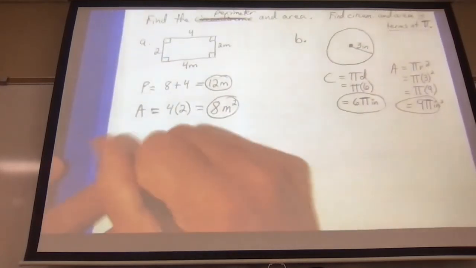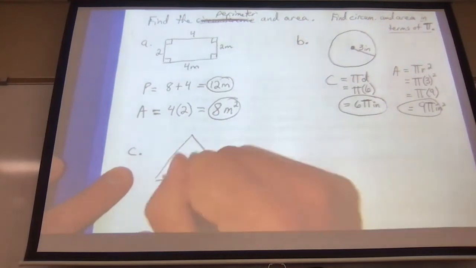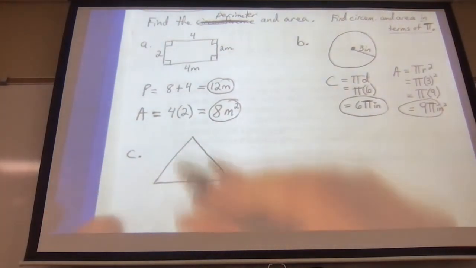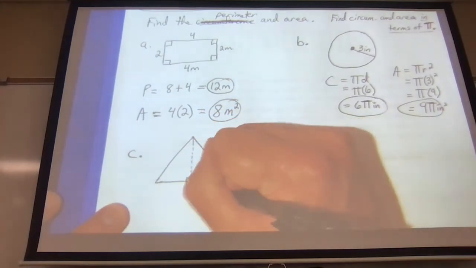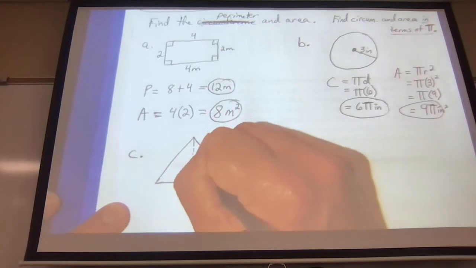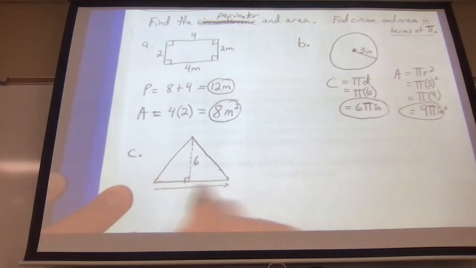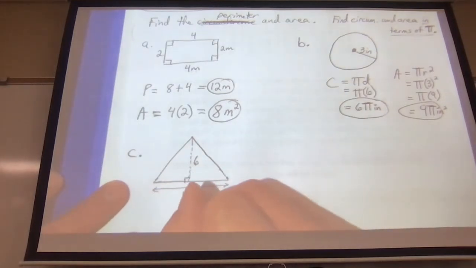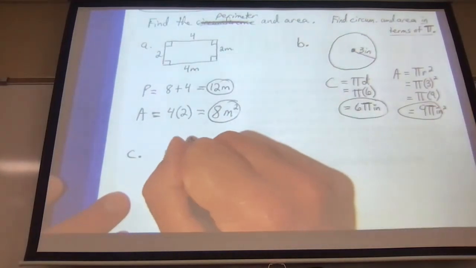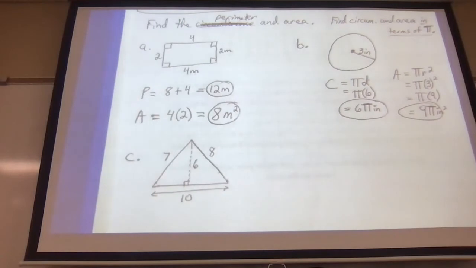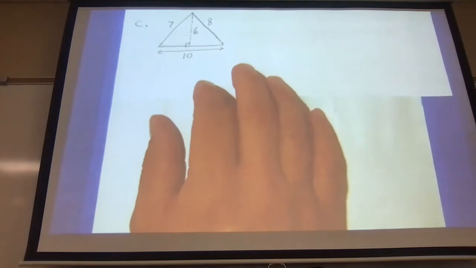Okay, we better do one triangle in here since we got triangles also. Let's take a triangle. On this triangle, let's just make up some numbers. We're going to put a height here of 6. This bottom length is going to be 10. This side's going to be 8. This side's going to be 7. And this time around, they don't give us inches or feet or anything like that.